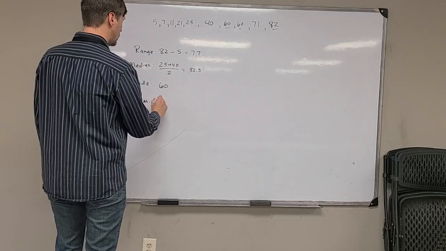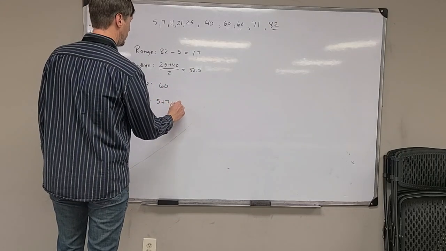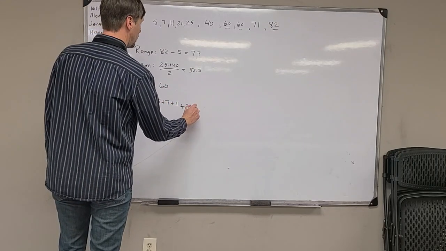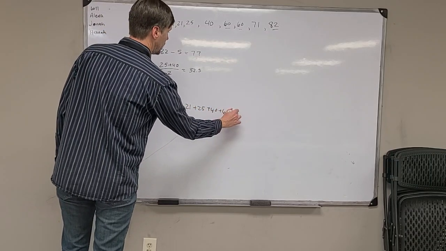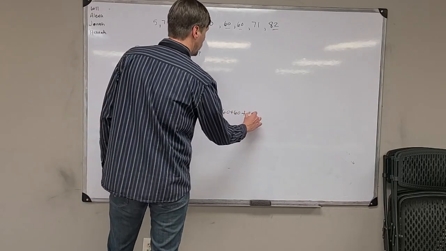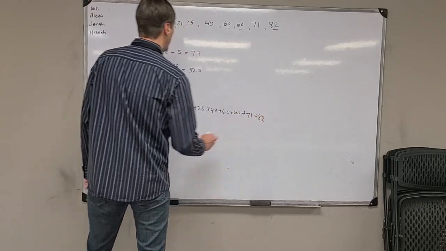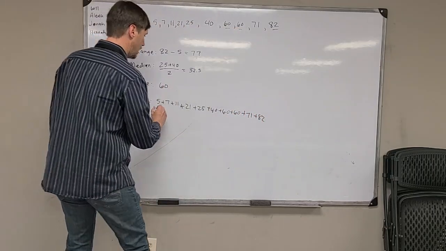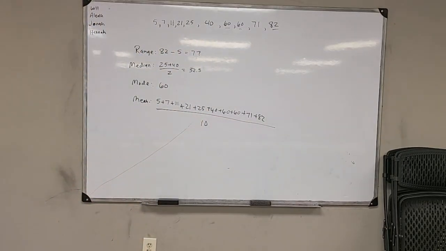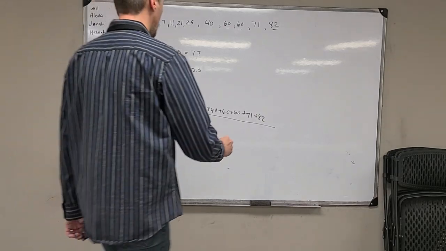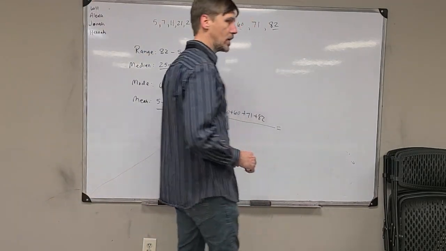And so to find the mean, you say 5 plus 7 plus 11 plus 21 plus 25 plus 40 plus 60 plus 60 plus 71 plus 82, and then however many we have, we count it up and we have 10 numbers. You take all of that and you divide it by 10. Anybody want to try to punch that in? How about a couple of you punch that in and let's make sure that we get the same answer.